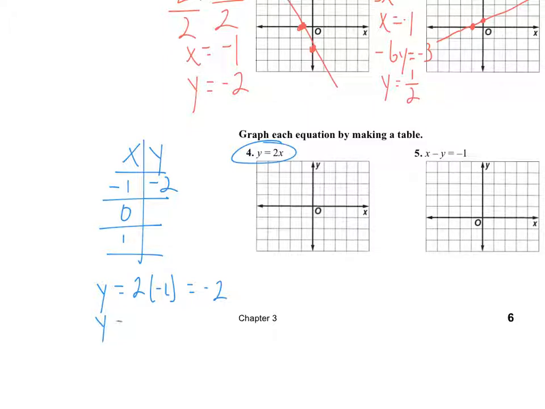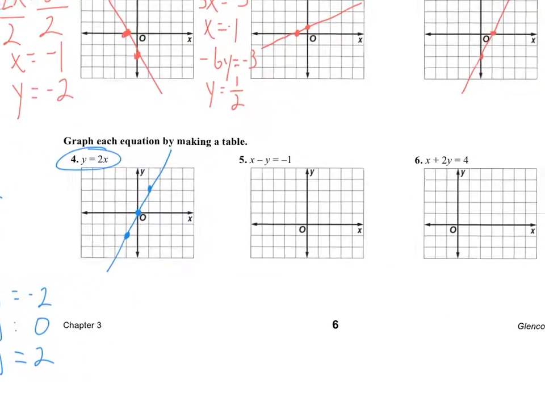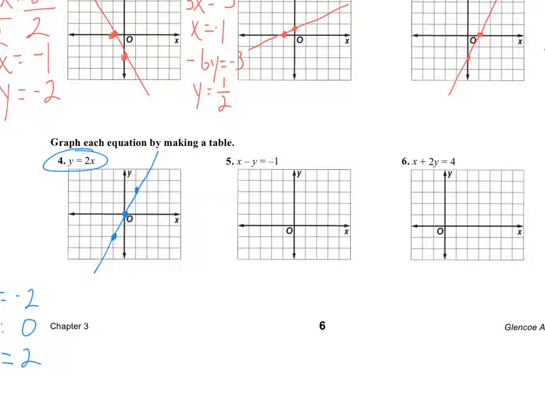For my second, y is equal to 2x, or 2 times 0. That's 0. And my third number I chose was 1, so y equals 2x, or 2 times 1, which is 2. So I'll put a 2 here. So here are your 3 ordered pairs: negative 1, negative 2; 0, 0; and 1, 2. I chose 3 because if you accidentally mess up on one of them, you would get a third point that wouldn't make a straight line, and then you would have a dead giveaway that you did something wrong.